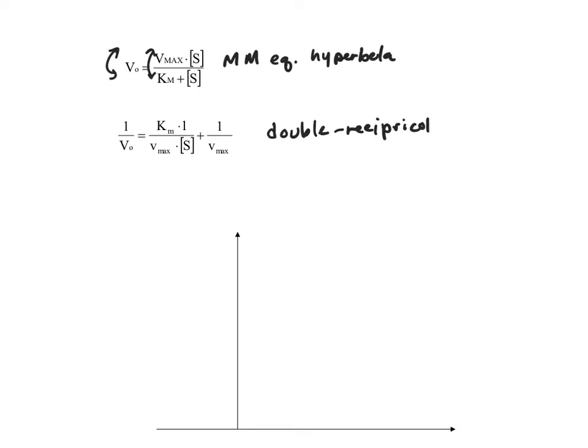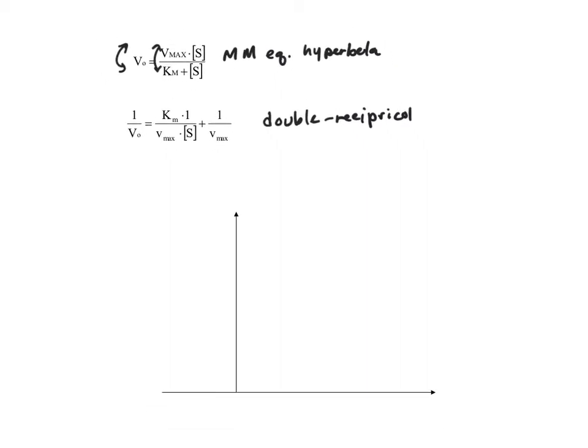Now, let me tell you what we're going to do with that double reciprocal equation. What we want to do is, instead of plotting like we did before, velocity versus substrate, we are going to do a double reciprocal plot. And that is going to be 1 over V naught as a function of 1 over substrate concentration.